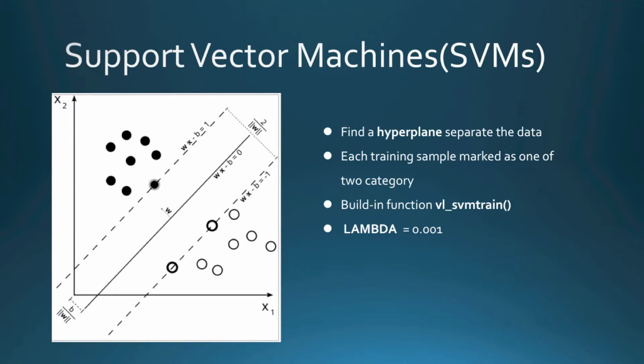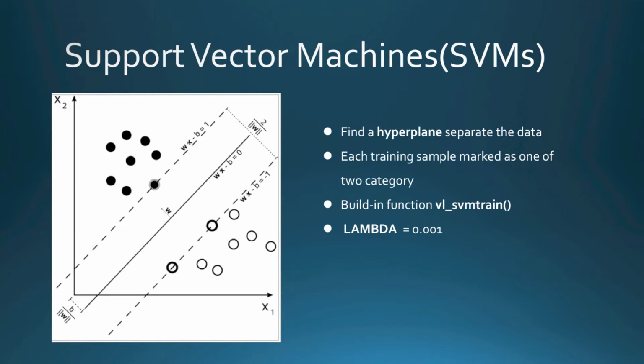We use SVMs as our second classifier. We directly formulate and find a hyperplane that separates the data. An SVM training algorithm builds a model that assigns a new test sample into one category or all the other, making it a binary linear classifier.